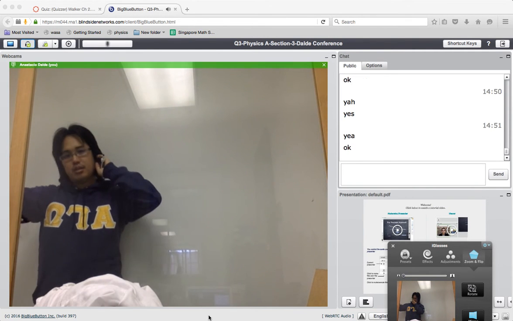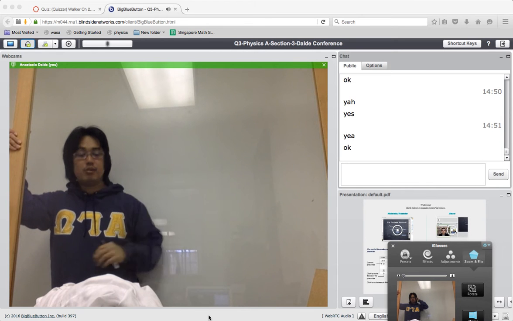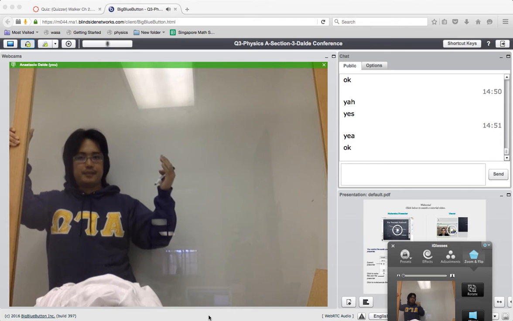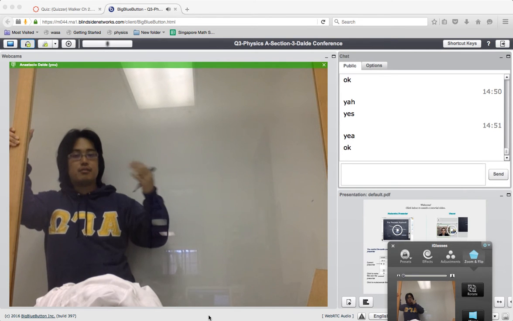All right. So I introduced to you the idea between vectors and scalars. A vector is like the displacement. It needs both a magnitude and a direction.